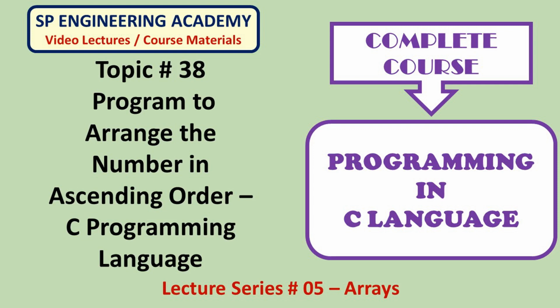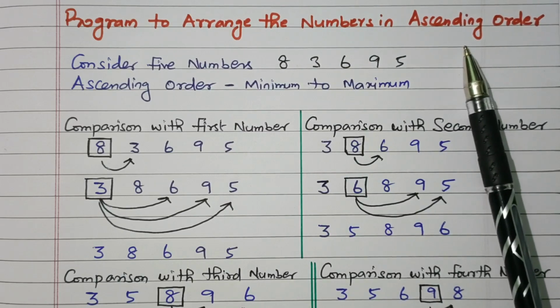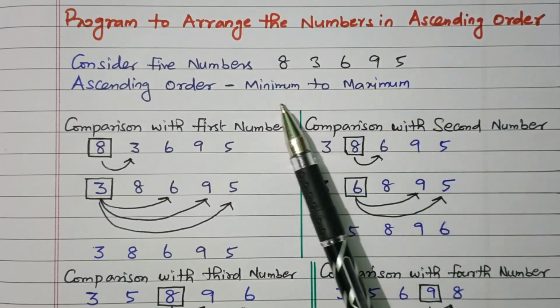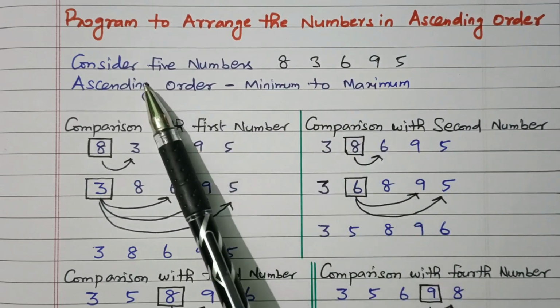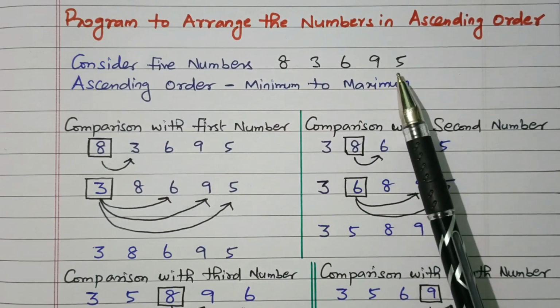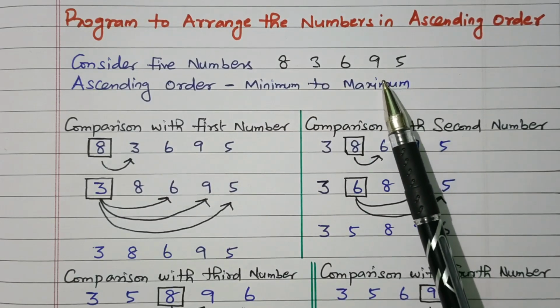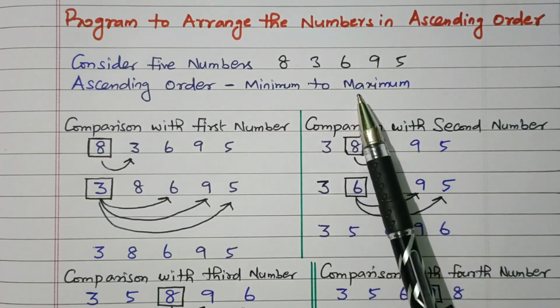Now we'll go to the program. Program to arrange the numbers in ascending order. Ascending order means minimum number to maximum number, minimum value to maximum value. Let us consider these 5 numbers 8, 3, 6, 9, 5. These 5 numbers will be taken as an example. We need to arrange them in order from minimum number to maximum number.